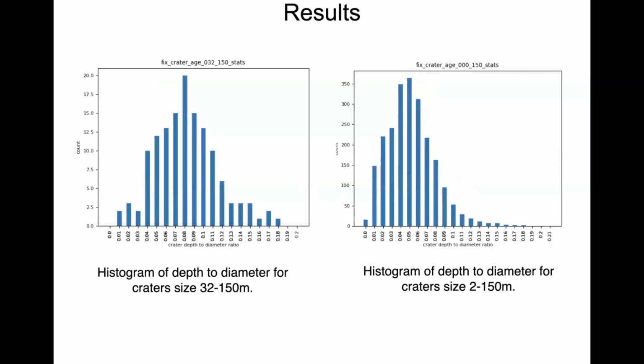And we also have results for 32 to 150 meters on the left side, where we reach a peak at about 0.08. And we also have a histogram that shows our results over all the craters that we detected in the range 2 to 150 meters, with a peak again around 0.06.